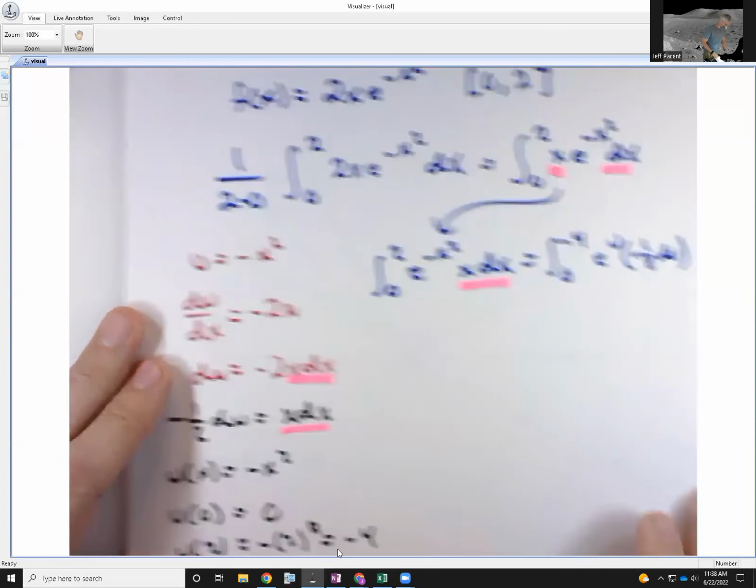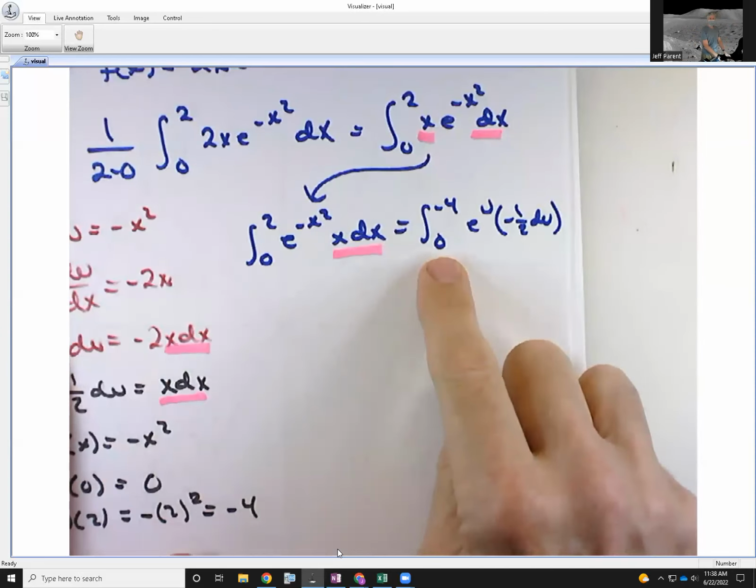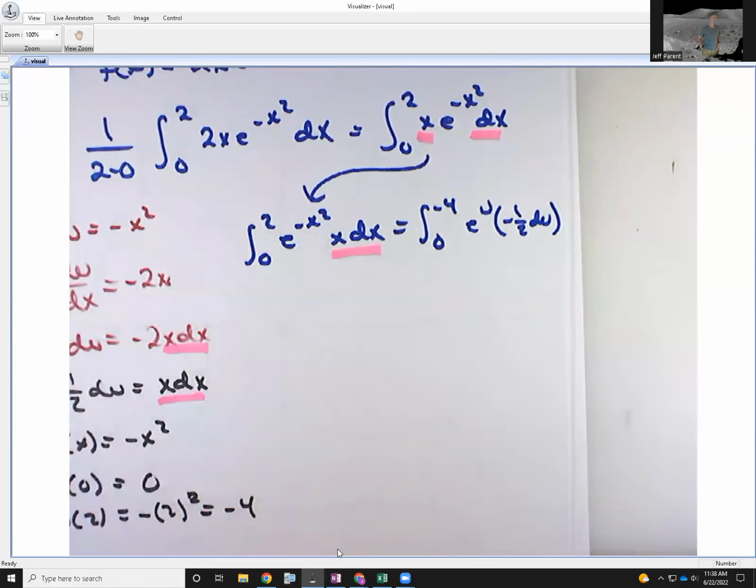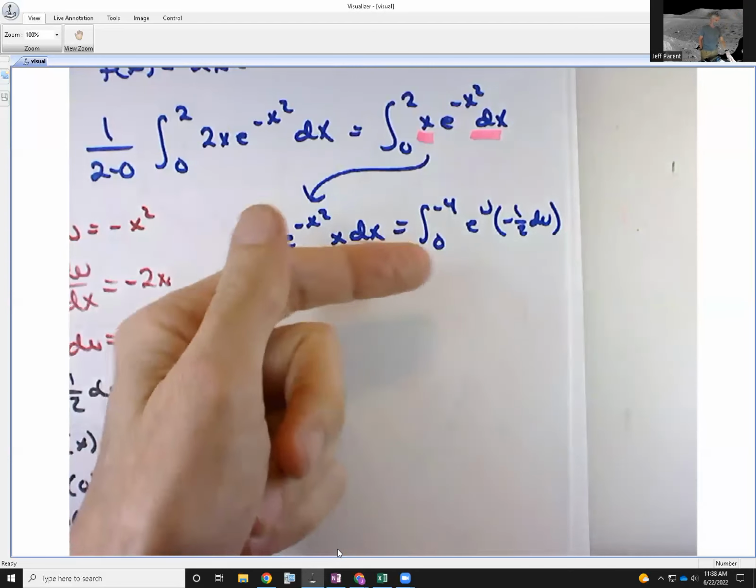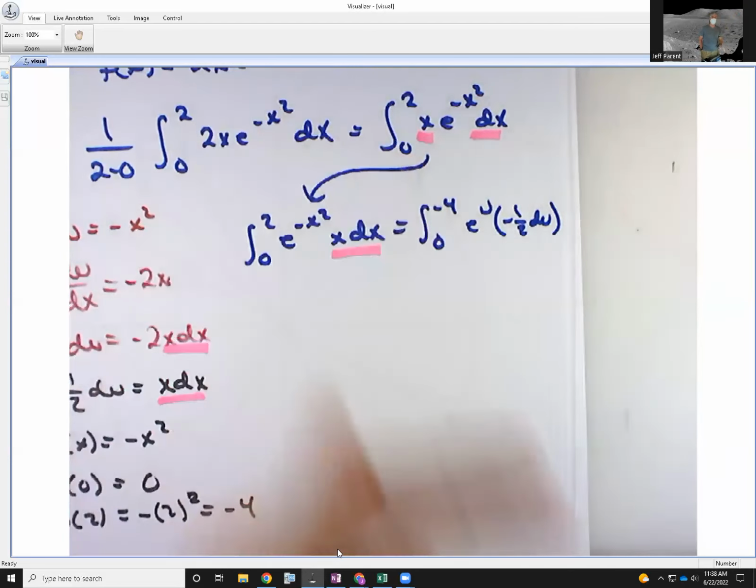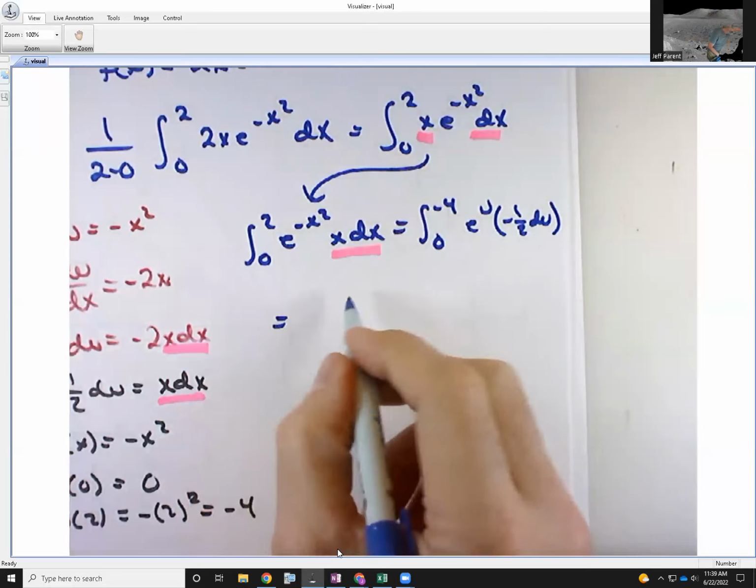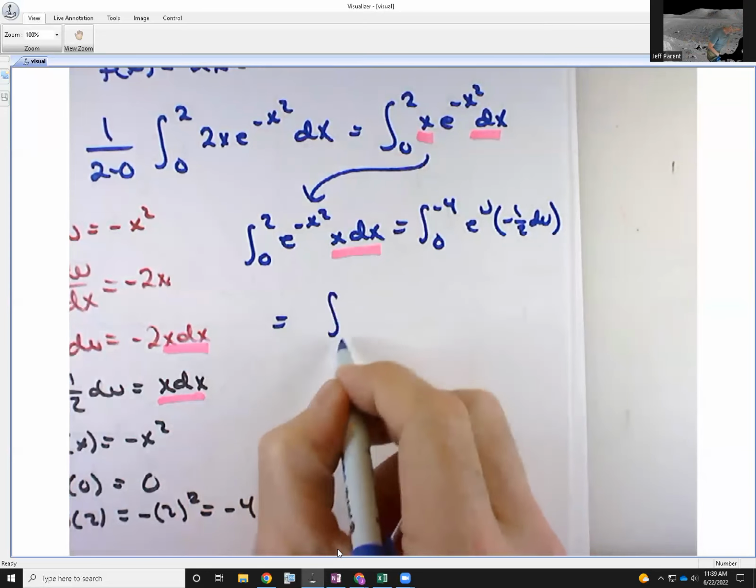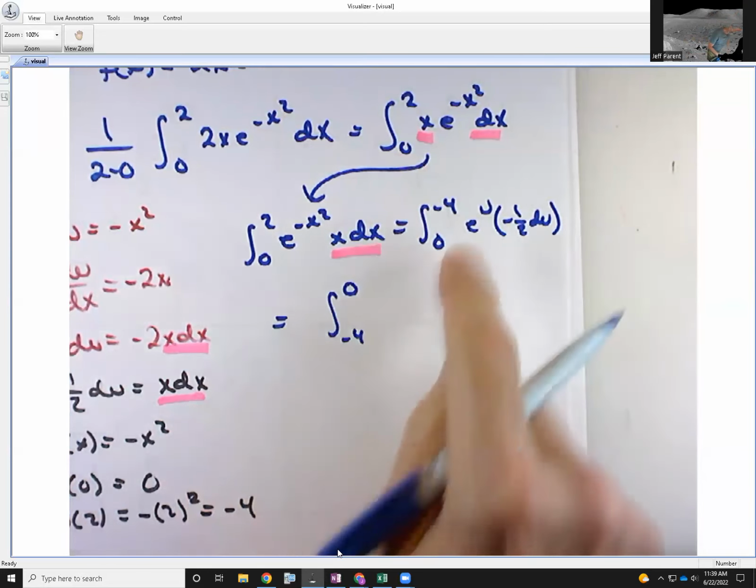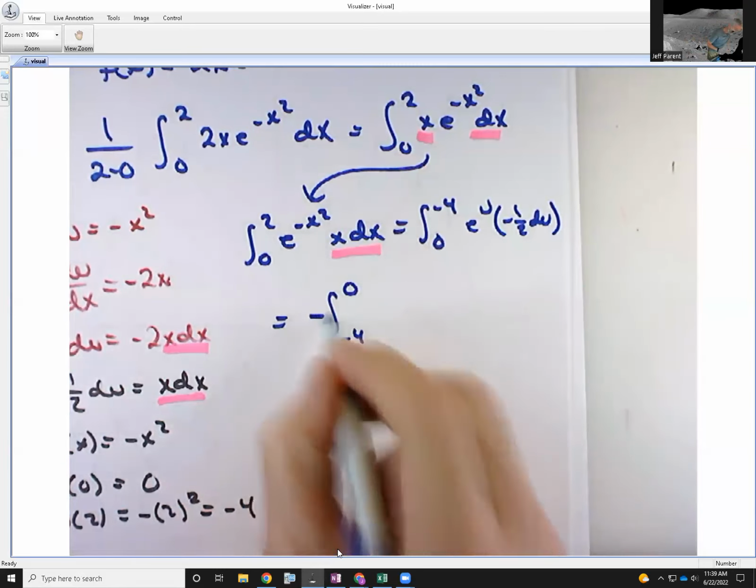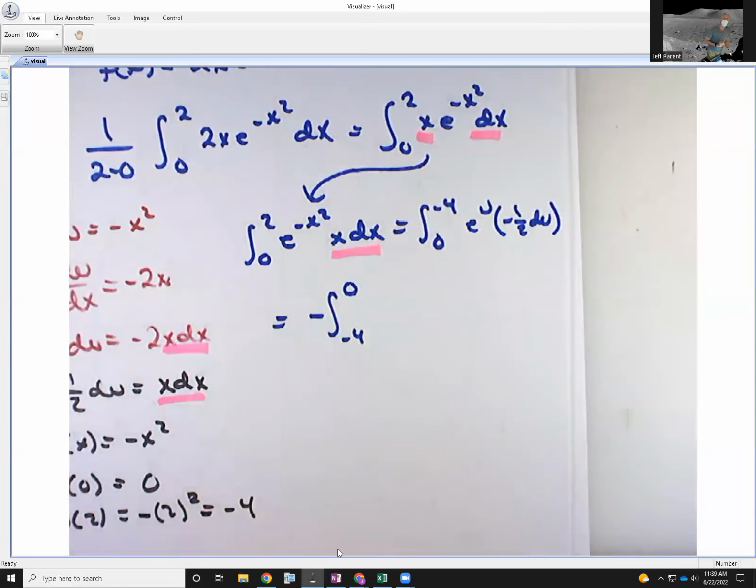Now, this might be a little bit unsettling because usually we go from lowest to highest in terms of our limits of integration, and this is highest to lowest. So that looks a little odd. Now, there is a property of integration that says we can switch this up. I can go from negative 4 to 0, but when I do that, it changes the sign of my integral. So I get a negative out in front.